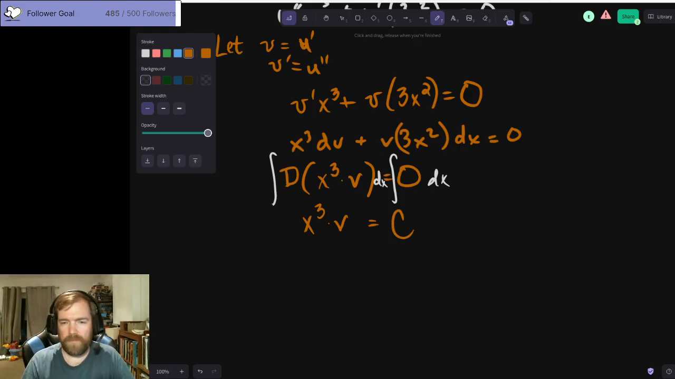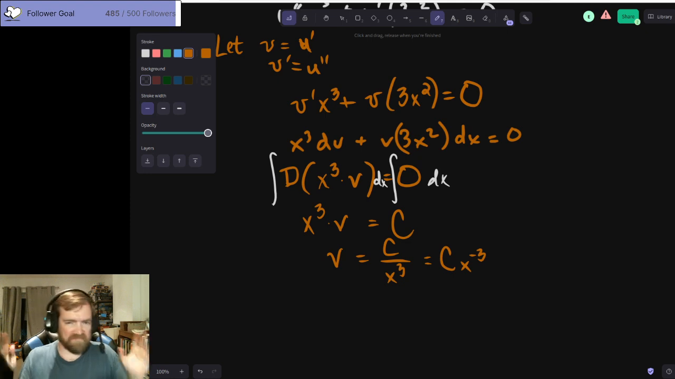All right, and then to figure out what v is, simple enough. Divide through or leave it as c x to the negative third. Whichever way you want to do it, doesn't much matter, right? And then what? Start back substituting. So, integrate that to get u.